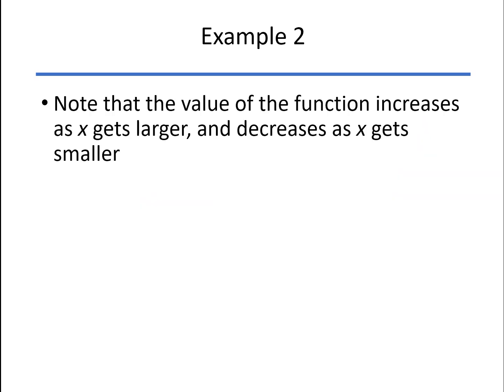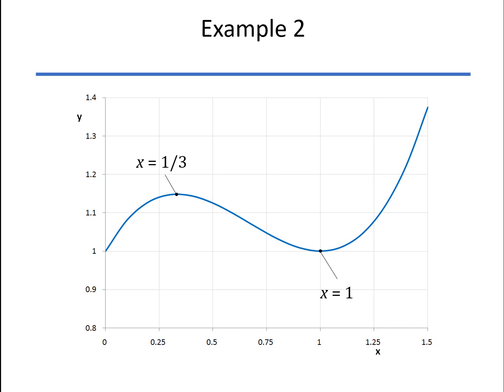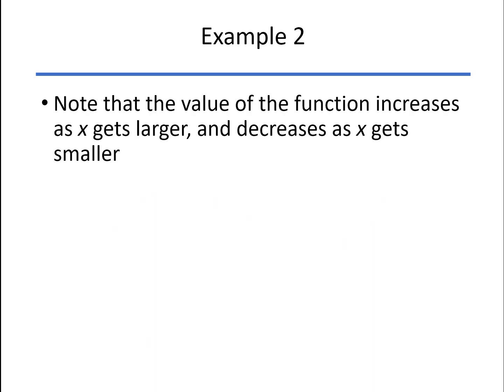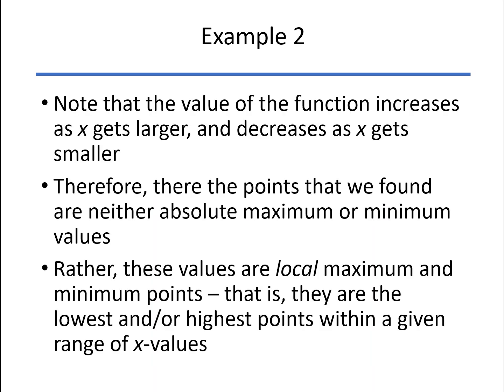But you do notice that if we go way below 0 or we go way above the 1.5 that are shown here, this is going to keep going negative, this one's going to keep going positive. So these are not absolute max and mins, and you can see that by the chart here. Even within this range, these are local maxes and local mins.